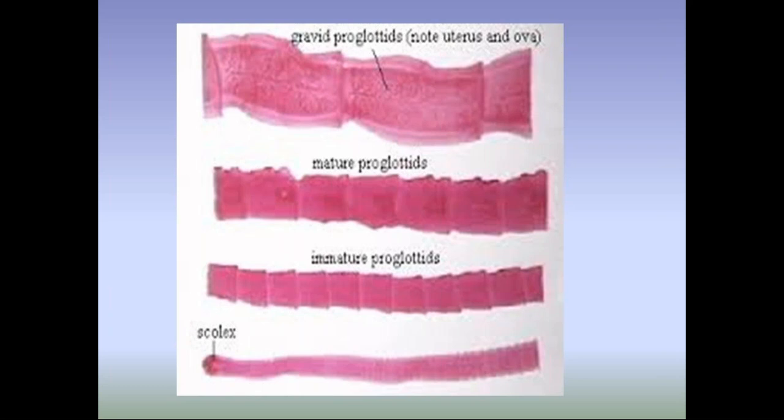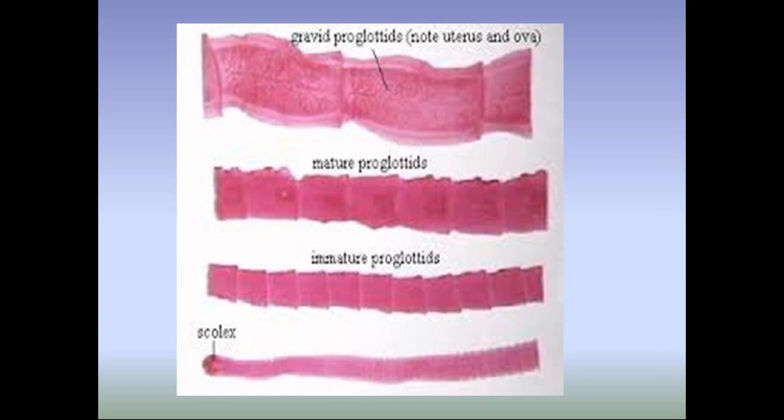There is some differentiation. These are the structures of the adult worm: the head, the scolex, the neck and the proglottids. In Taenia solium, 800 to 1000 proglottids are present. In Taenia saginata, 1000 to 2000 proglottids are present. In Taenia solium, 7 to 13 lateral branches are present. In Taenia saginata, 15 to 20 lateral branches are present in the proglottid.